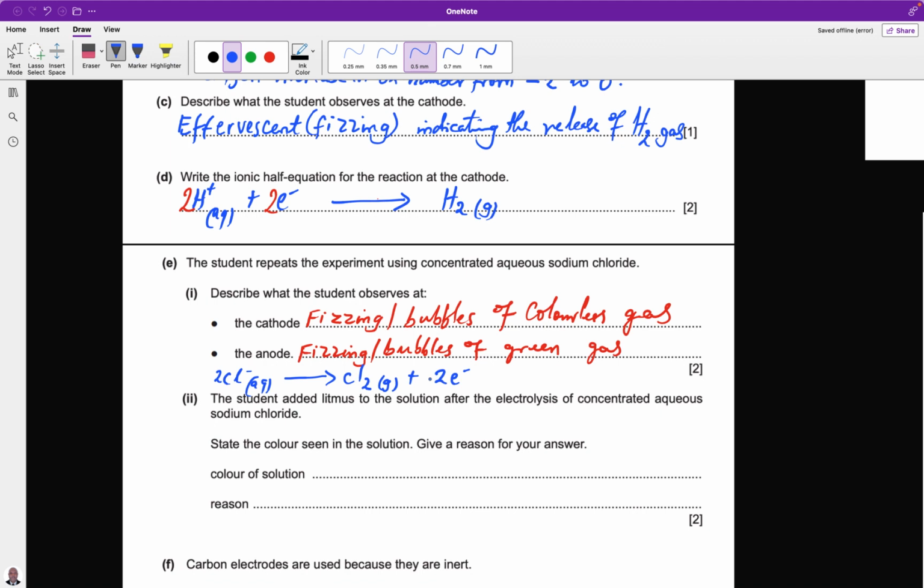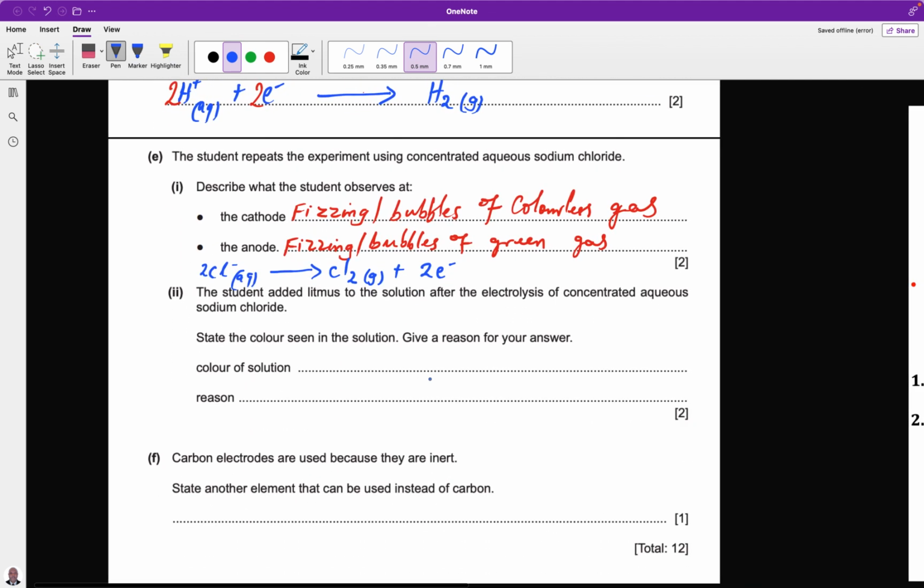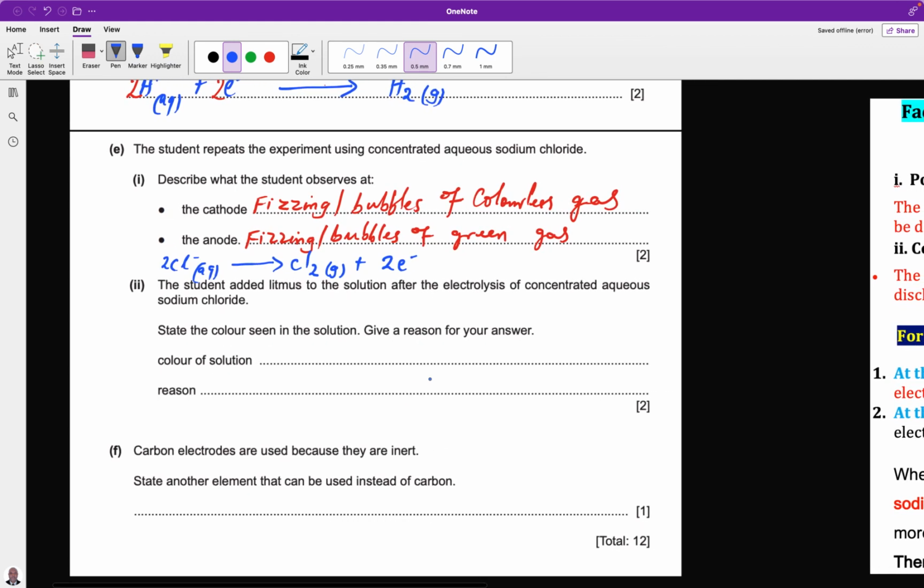Then the second part of it: the student added litmus to the solution after electrolysis of concentrated aqueous sodium chloride. The student added litmus to it. State the colors seen in the solution. Give a reason for your answer.